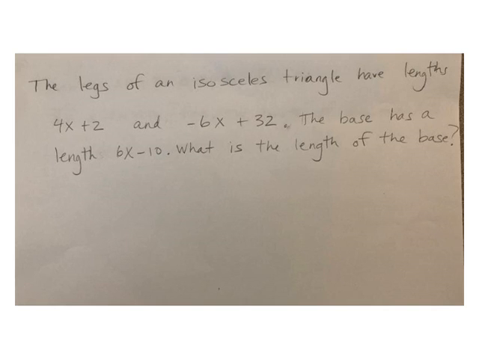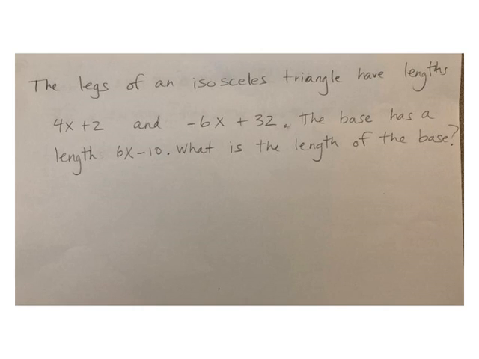All right, we're getting another one here that says the legs of an isosceles triangle have lengths 4x plus 2 and negative 6x plus 32. The base has a length of 6x minus 10. What is the length of the base? So remember I told you, if you're just given words, the first thing you do is draw an image of what's being told to you.